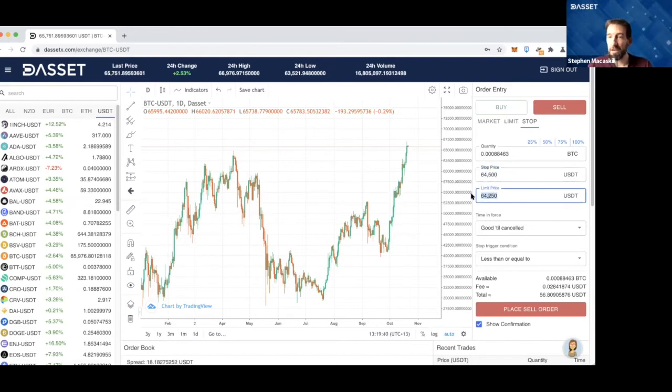If the price is above that, then it's going to execute immediately. If it's below that, then the order may go into the order book, but not fill. That's why I'm doing it slightly below the stop price. So I'm going to place the sell order.